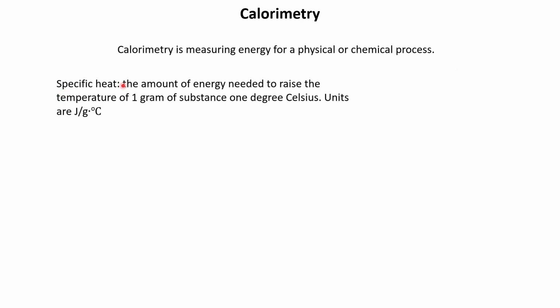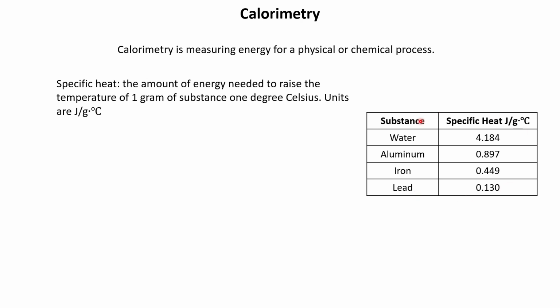So first, let's talk about specific heat. Specific heat is just the amount of energy needed to raise the temperature of 1 gram of any substance 1 degree Celsius. So the units of specific heat are going to be joules. This is the amount of energy needed per gram. Remember, we're raising the temperature of 1 gram, and per 1 degree Celsius.